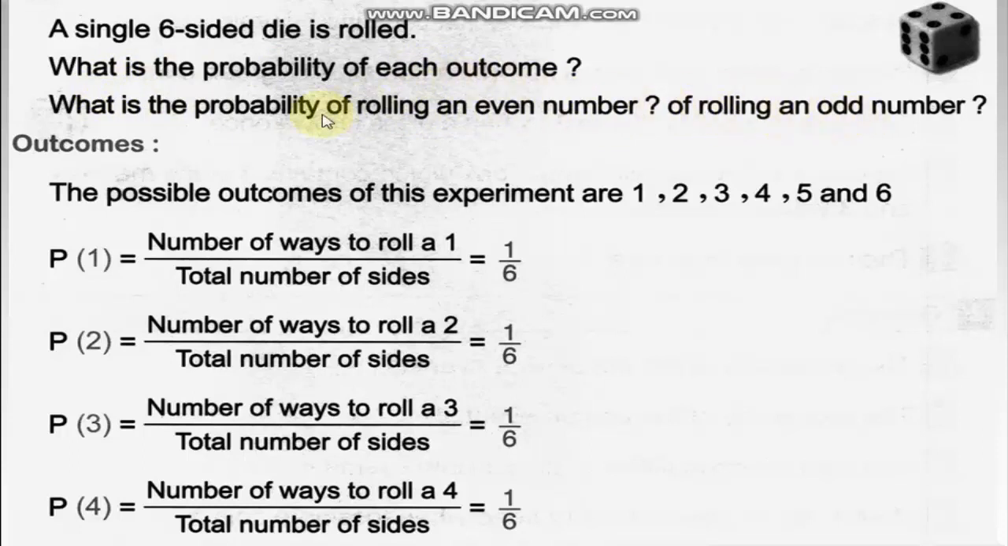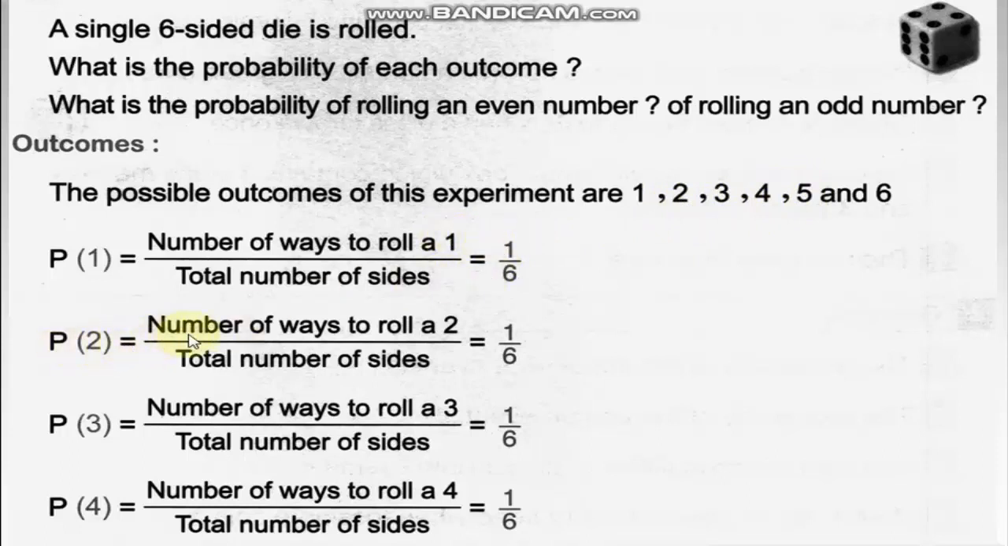Let's answer question number 1. What is the probability of each outcome? The possible outcomes of the experiment are 1, 2, 3, 4, 5, and 6, because the die has 6 sides or 6 faces, containing 1, 2, 3, 4, 5, and 6. So the probability of getting number 1 equals the number of ways to roll a 1 over the total number of sides. Here we have only number 1 and the total number is 6. So it equals 1 over 6.